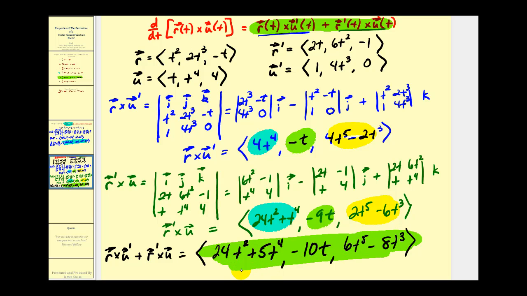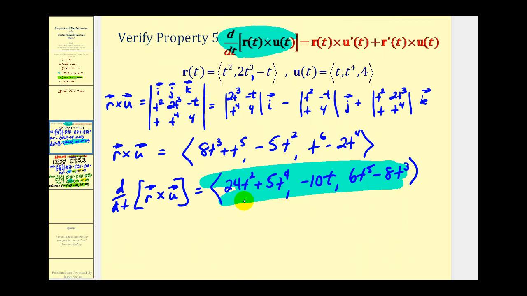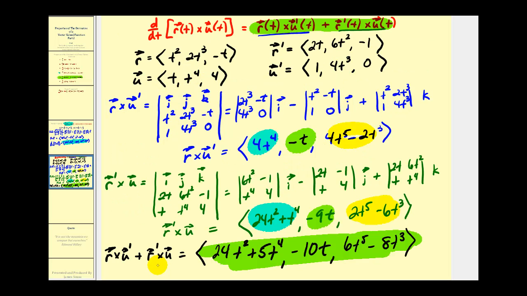And this should be the same as what we found on the previous screen. Let's go ahead and check it. Here's the derivative of the cross product of r and u. And here's the sum of r crossed with u prime and r prime crossed with u. And it's a perfect match. So it's not a proof, but we have verified that property is valid. That'll do it for this video.